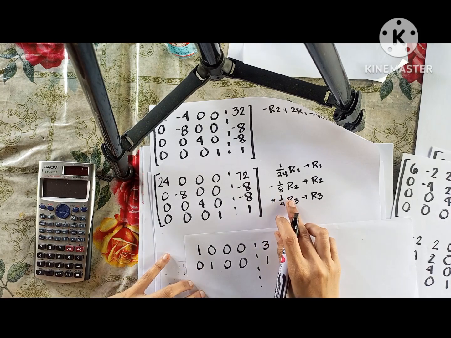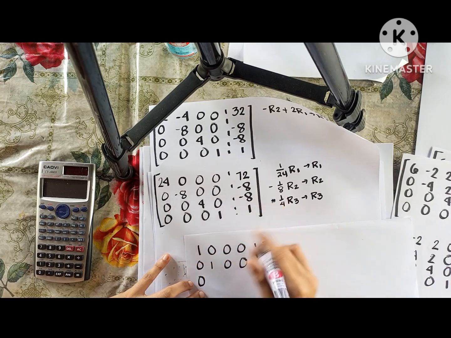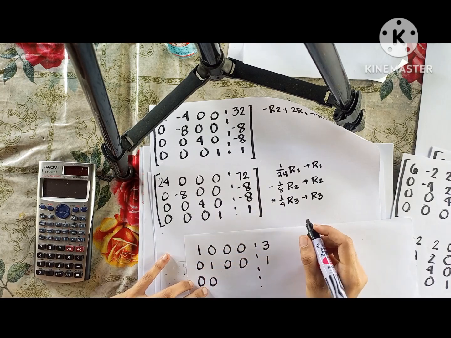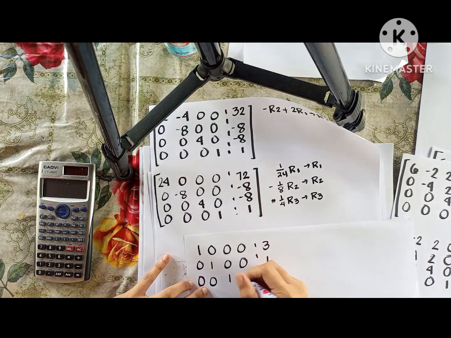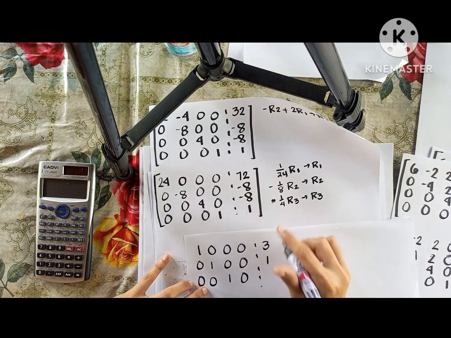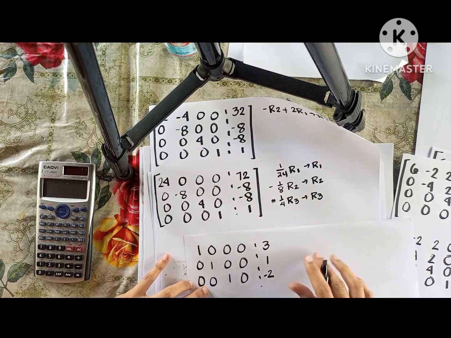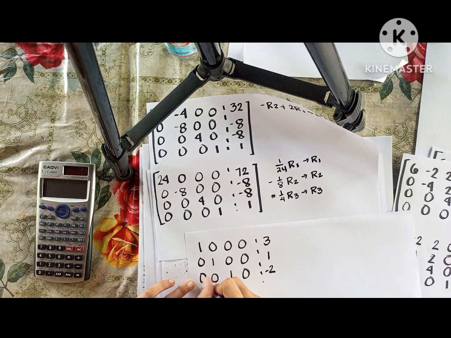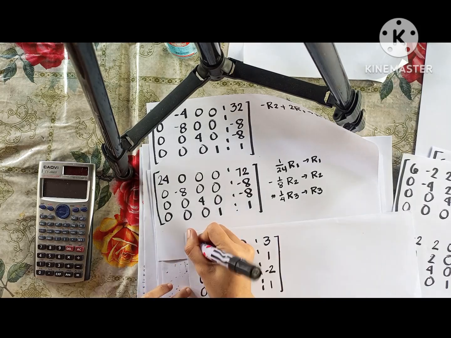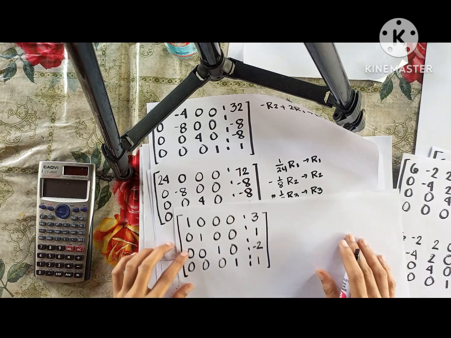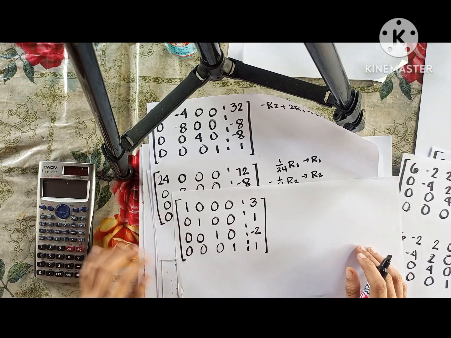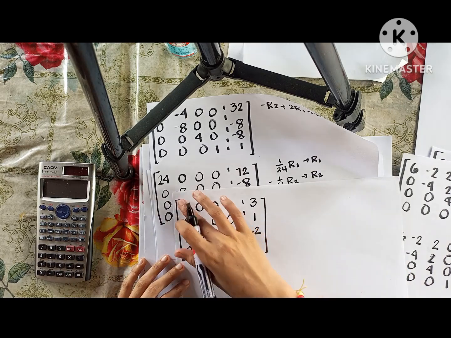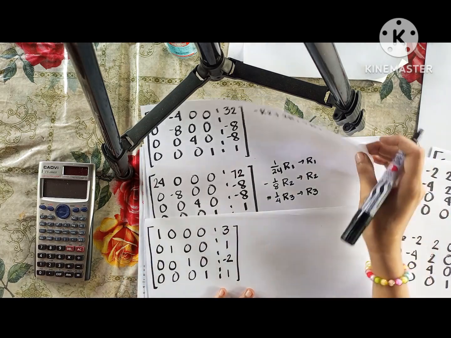Next, for the third row, 1/4 times 0 is 0. 1/4 times 0, still 0. 1/4 times 4 is 1. 1/4 times 0 is 0. So 1/4 times negative 8 is negative 2. And copy the fourth row, because its pivot is already 1. So as you can see, we have attained our goal to make the upper and lower to become 0 and our diagonal to become positive 1.